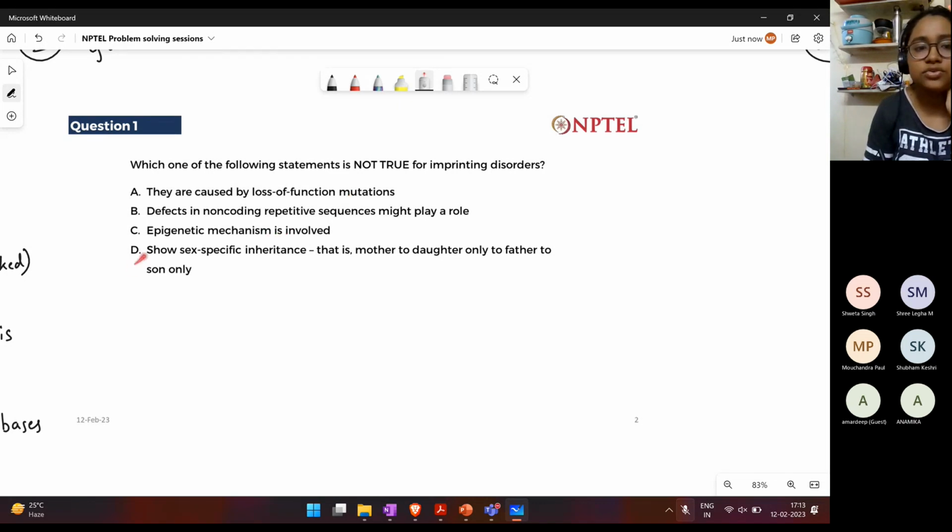So what is not true is the sex thing, that this inheritance is not specific to a particular sex. It is not like the mother will pass on these imprinted genes to the daughters. It is not like that. So for this question, option D is correct.